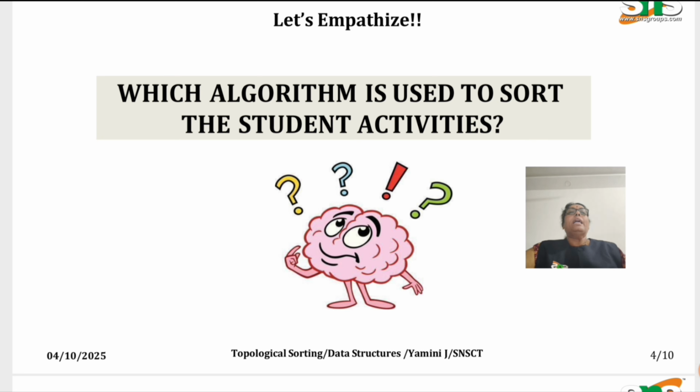Next one, let's empathize with the problem. We have to look for a method or an algorithm that can help us arrange these student activities in the right order without breaking any rule of dependency. So the question is, which algorithm can be used to sort these activities logically based on their dependency? That is topological sort.